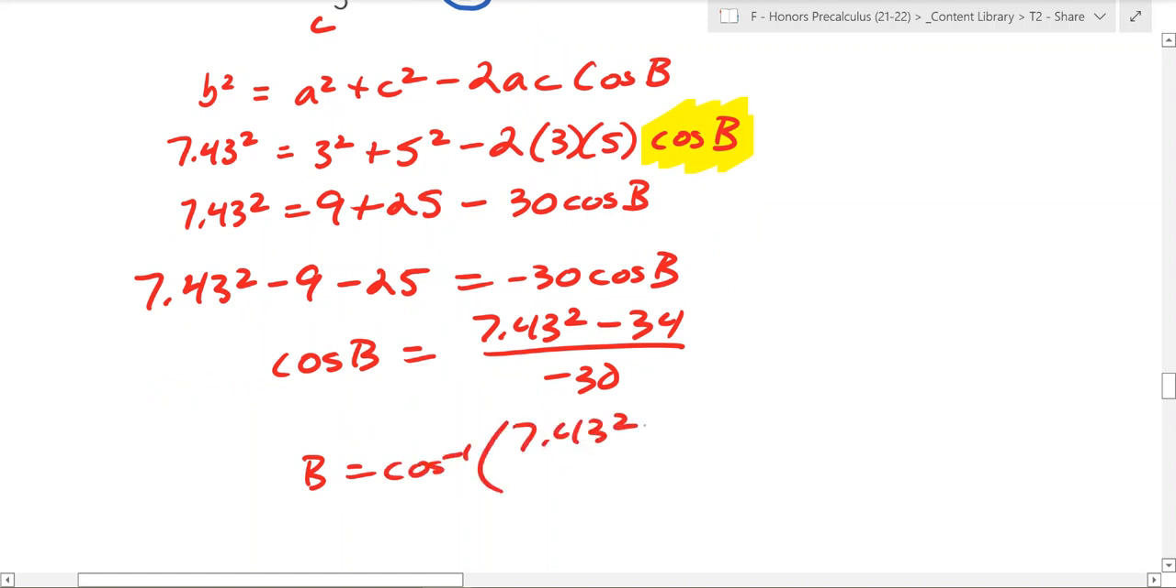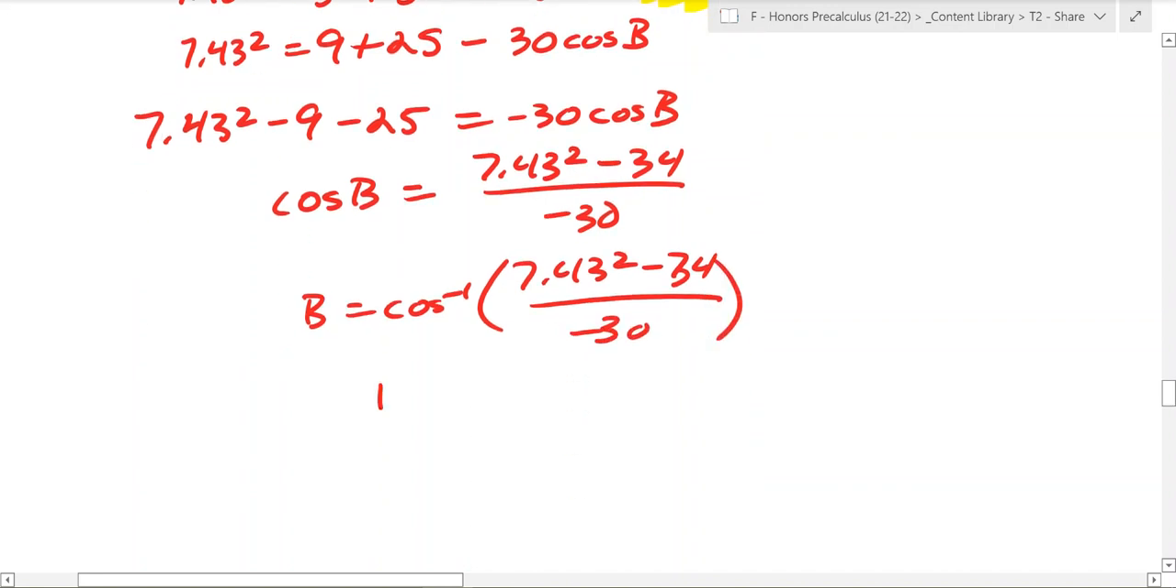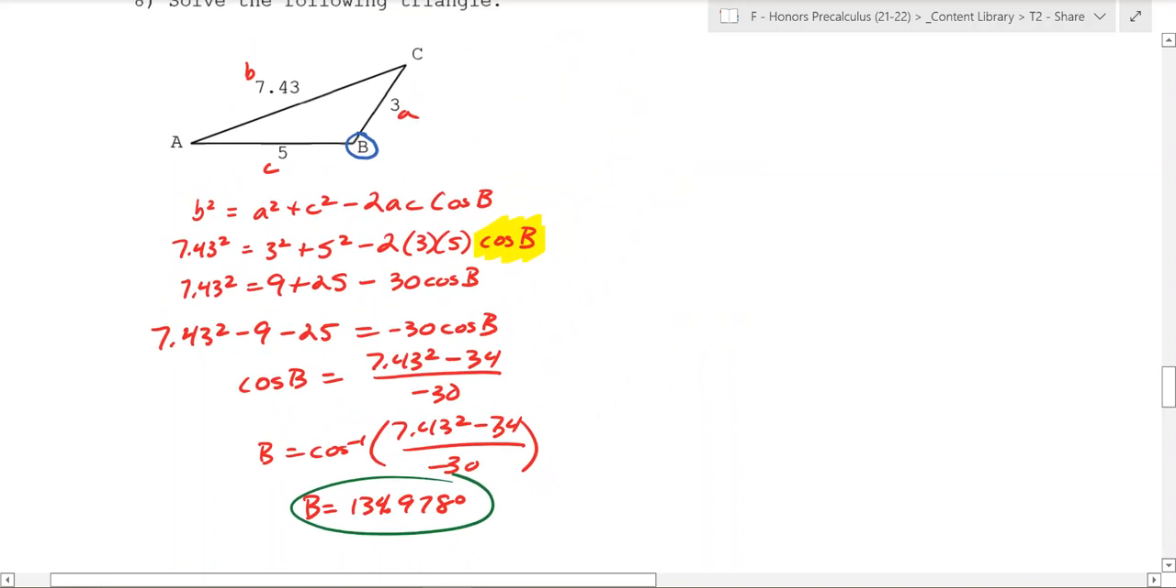And it looks really big, but it's not, because when it's that big, you just plug it into your calculator. So what you get in this case is B is equal to 134.978 degrees. And in this case, we are staying in degrees. So we now know that B is 134.978 degrees. Now that we have one of the angles, we can use the law of sines.